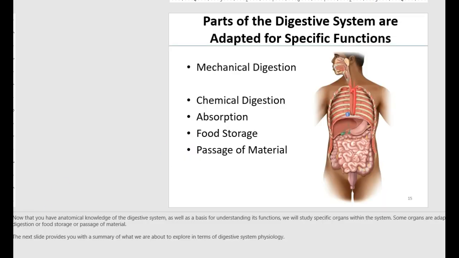So now that you have anatomical knowledge of the digestive system, as well as a basis for understanding its functions, we'll study specific organs within the system. Some organs are adapted for very specific functions, such as chemical digestion, or food storage, or maybe passage of the material, the leftover material. The next slide provides you with a summary of what we're about to explore in terms of digestive system physiology.